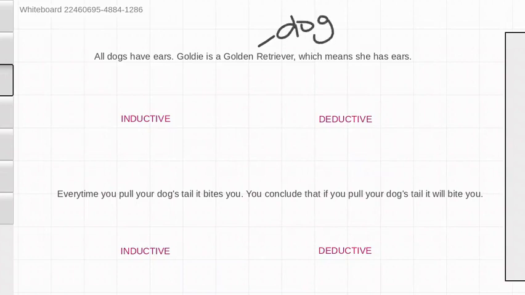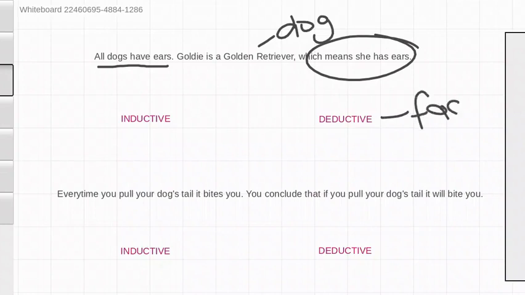Goldie is a golden retriever. We know that golden retriever is a type of dog. We also know that the statement, all dogs have ears, is a fact, since they're just giving it to us, and also by personal knowledge. We also know that deductive reasoning is based on facts. So let's read this problem again. All dogs have ears, which is a fact. Goldie's a golden retriever, which is a dog, which means she has ears. That is true, so it's a fact. It's deductive reasoning.